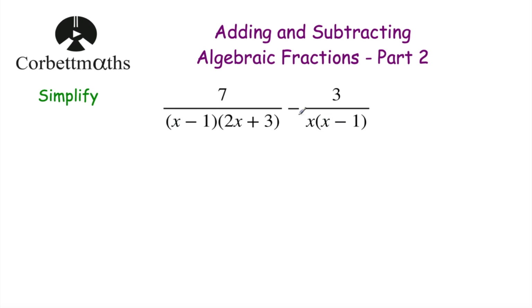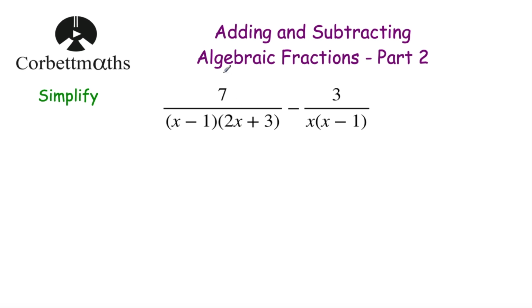So if we want to get a common denominator, what I want to do is I'm going to have a look and see what's missing on this denominator, and that's the x. So we're going to need to multiply both the numerator and denominator of this fraction by x. And in terms of this fraction, we're going to need to multiply both the numerator and denominator by the 2x plus 3. And then that means that both denominators will become x minus 1, 2x plus 3. Okay, so let's do that.